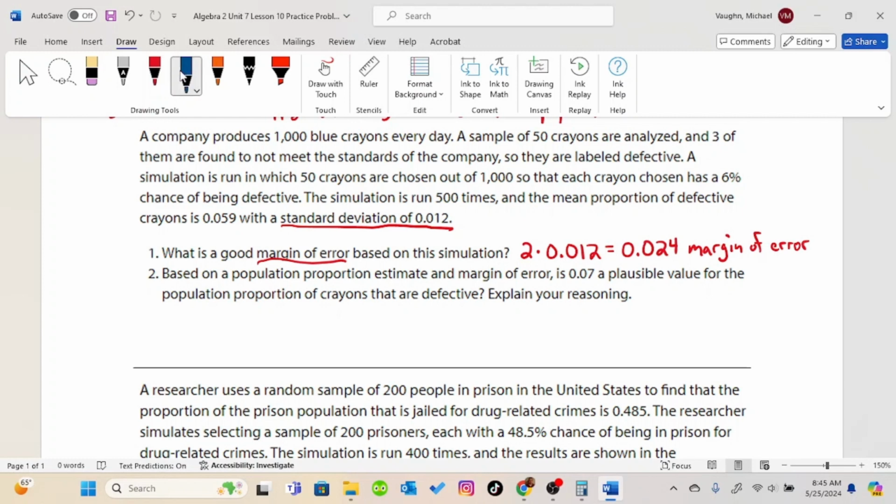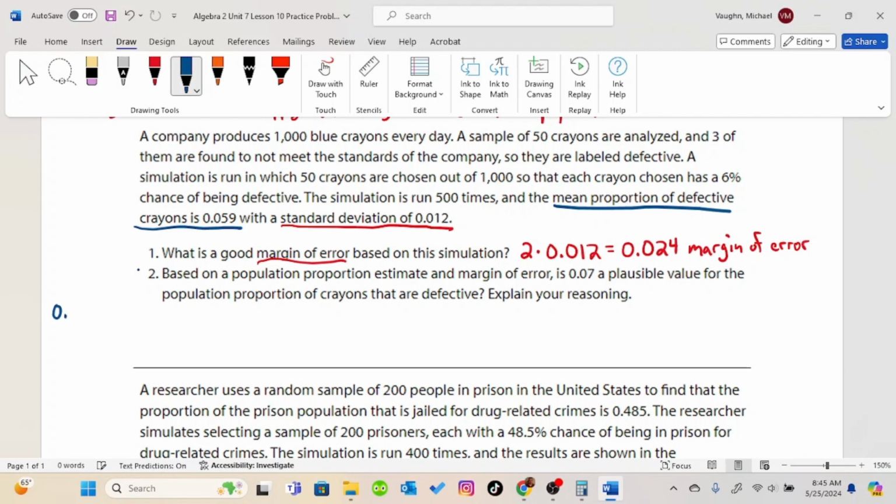Number 2, based on a population proportion estimate and margin of error, is 0.07 a plausible value for the population proportion of crayons that are defective? Explain your reasoning. So we need to take the mean proportion of defective crayons, and we need to add the margin of error and subtract the margin of error.